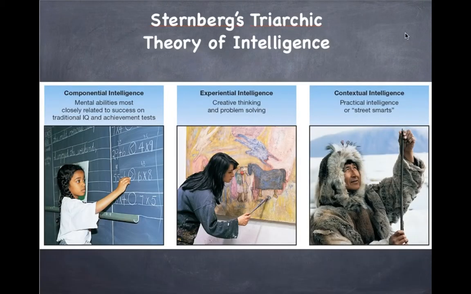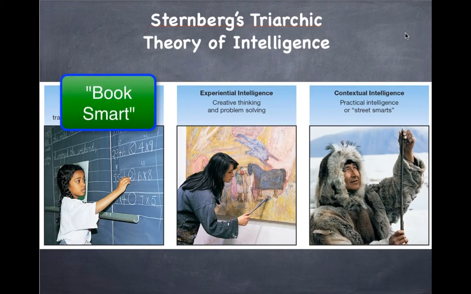Now Sternberg had the triarchic theory of intelligence, and he divided intelligence into three parts: componential, experiential, and contextual.